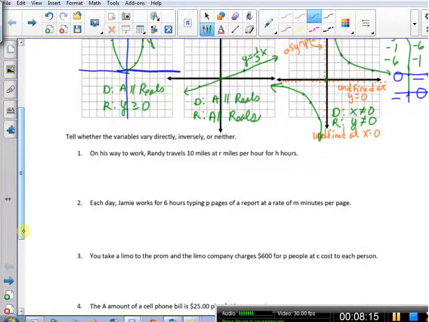Okay, so tell whether the variables vary directly, inversely, or neither. On his way to work, Randy travels 10 miles at r miles per hour for 8 hours. So there is a formula, distance equals rate times time.